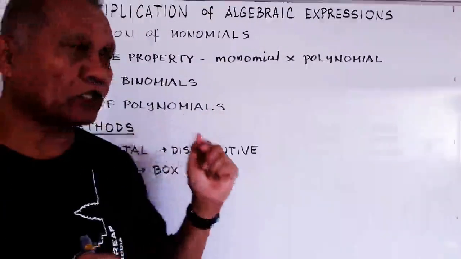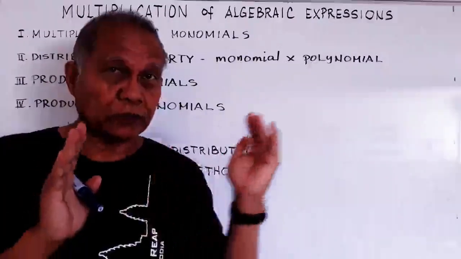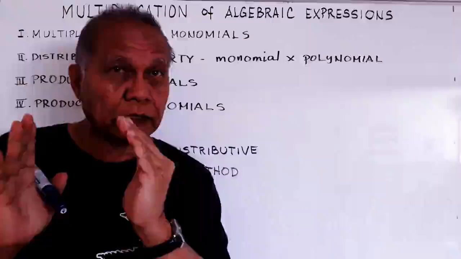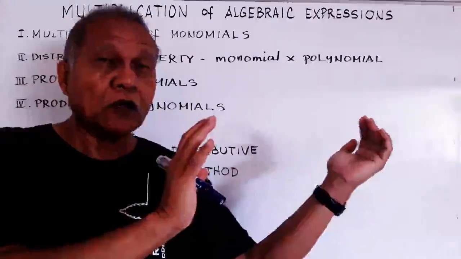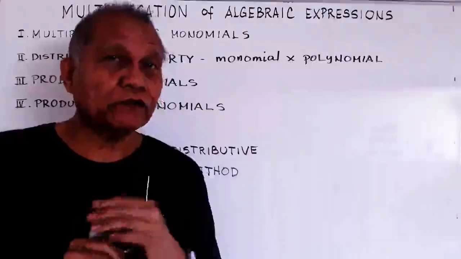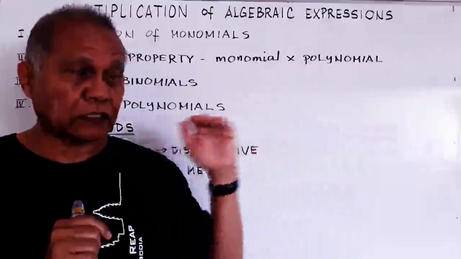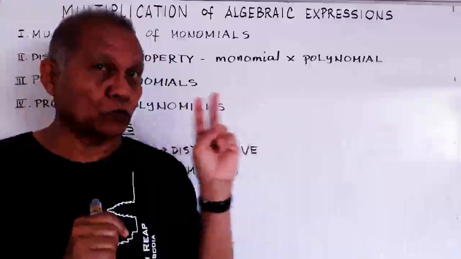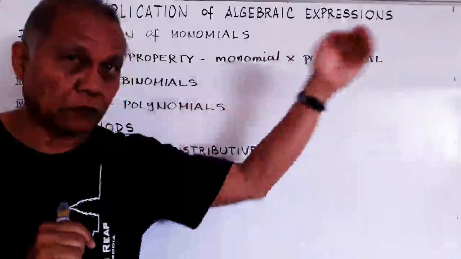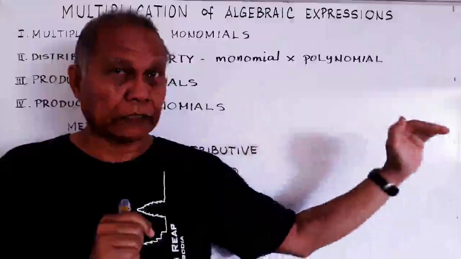What is this product of polynomials? An example of that is x plus 2 times x squared plus 3x plus 5. We have here a binomial times a trinomial, or we can have a trinomial times a trinomial. And we are going to have two methods for that. We have the horizontal, which is the double distributive property of multiplication. We have distributive, another distributive, and then we are doing that horizontally.